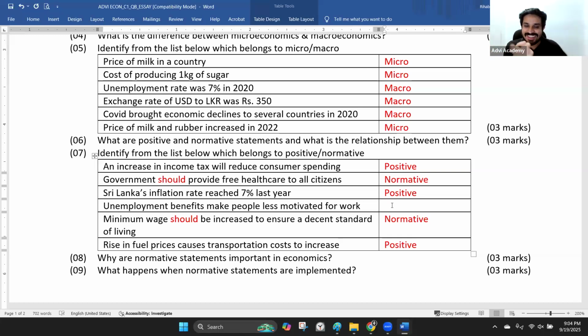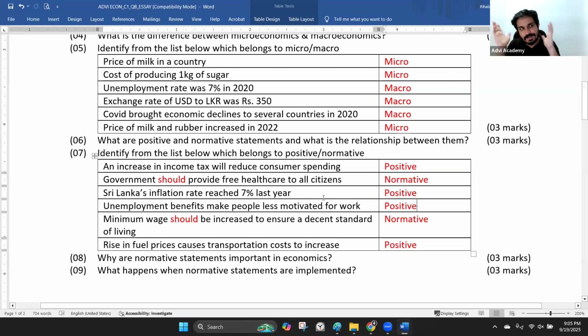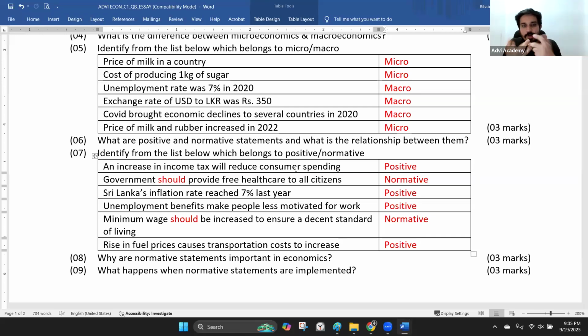So to be very honest, it's actually positive. It is not an opinion, it's a fact. It can actually be tested, and real world data can prove that this is correct. So you need to be a little bit careful. These kinds of questions can put you in trouble, right? So that is a positive statement. Try to argue in your head like that: can it be tested? If we test it, will it give a result? Okay, then fine, it's a positive statement.